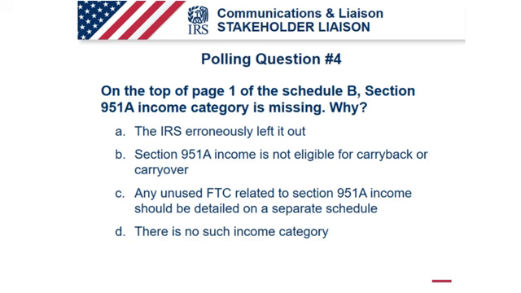And why is that? We have A, the IRS erroneously left it out. B, Section 951A income is not eligible for carryback or carryover. C, any unused foreign tax credit related to Section 951A income should be detailed on a separate schedule. Or D, there is no such income category as Section 951A income. So take a moment and click the radio button that best answers the statement. I'll give you a few more seconds now to make your selection.